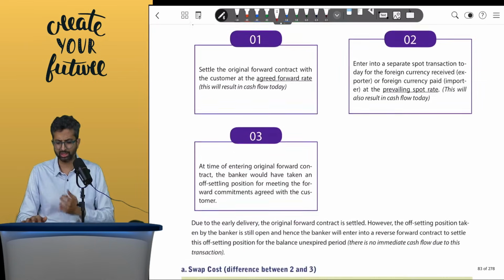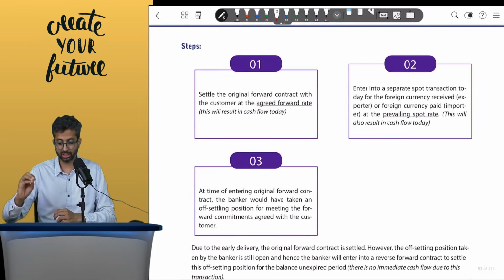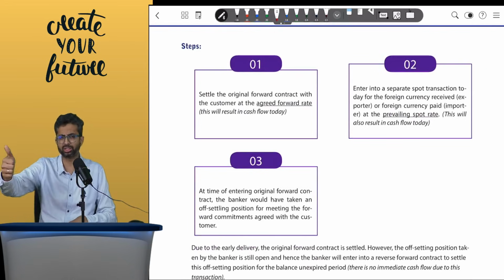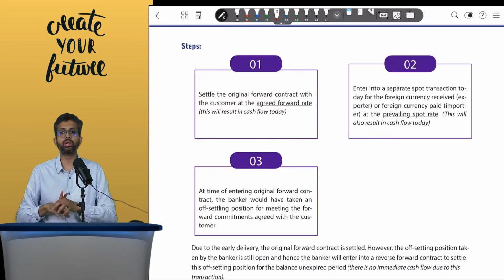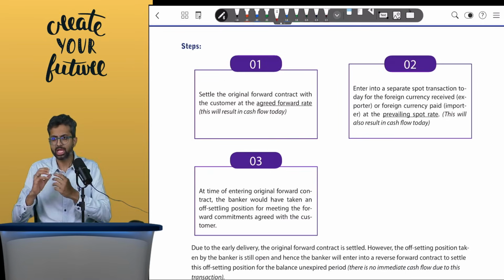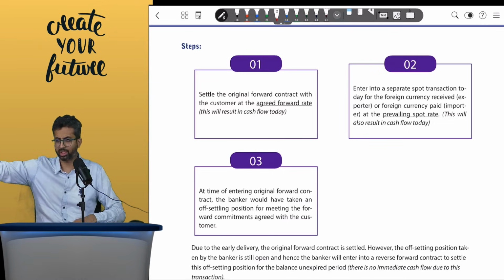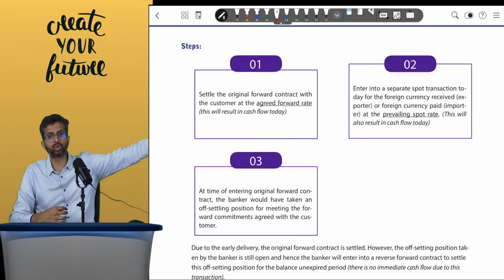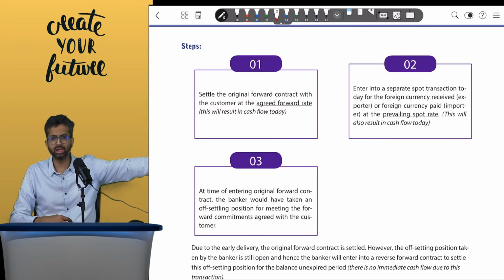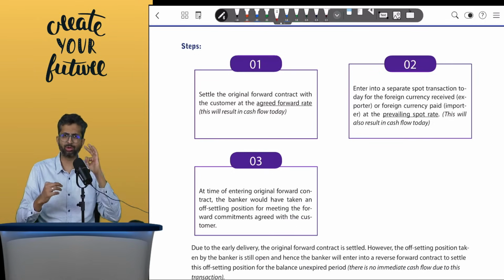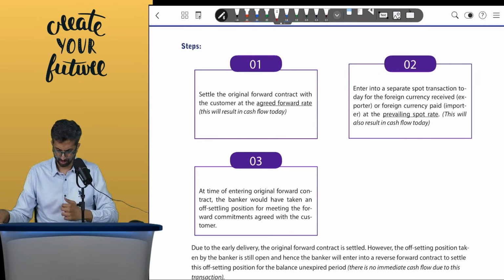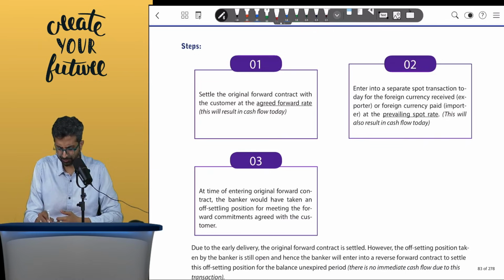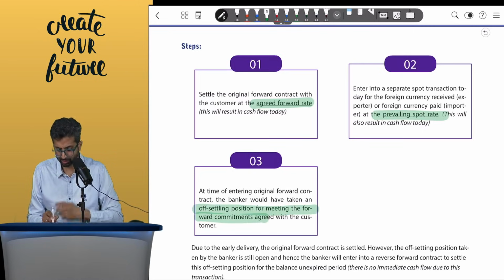So in case of early delivery, you will follow 3 steps. First step, you will find the agreed forward contract cash flow under the existing forward rate. Second, you will take the swap cost adjustment, where if there was a forward agreed as a bank, you are agreeing to forward buy as a bank, then the money will be received early and hence you will do a spot sell. So there would be a spot sell and another forward buy. So there will be 3 steps. Step number 1 will be cash flow under the agreed forward rate. Second will be on the prevailing spot rate, and then you will enter into an offsetting position for the forward commitments.